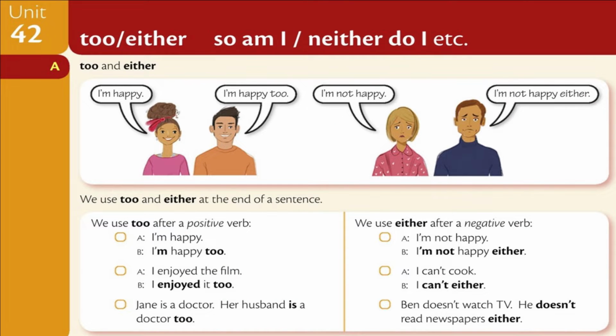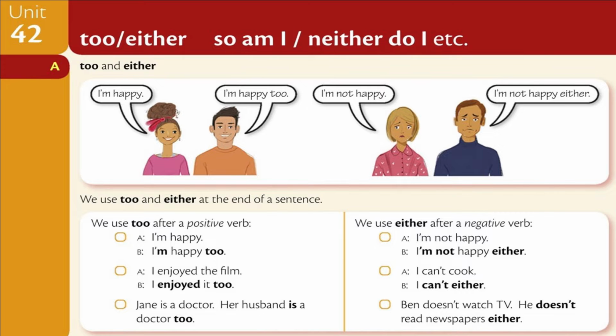Unit number 42. To, either, so am I, neither do I, etc. Section A. To and either. I am happy. I am happy too. I am not happy. I am not happy either.